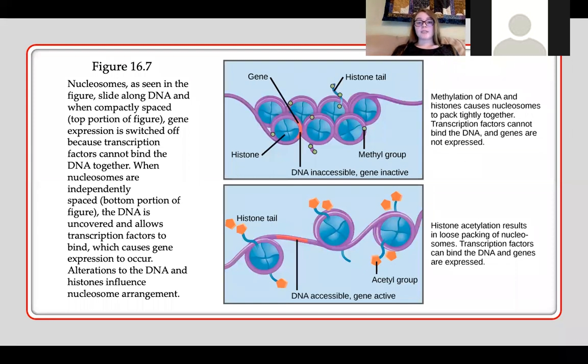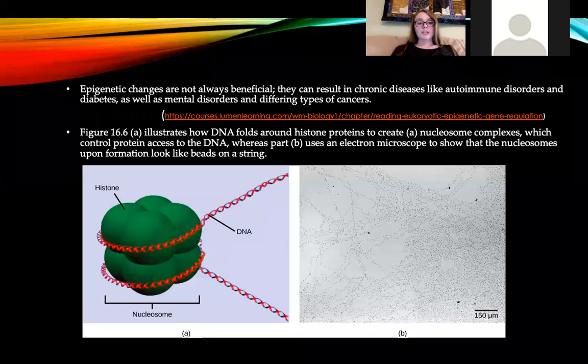Okay, so this is figure 16.7, derived from the textbook, and it explains what methylation of DNA is and how it affects the nucleosomes. Nucleosomes, as seen in the figure, slide along DNA, and when compactly spaced, which is the top portion of the figure, gene expression is switched off because transcription factors cannot bind the DNA. When nucleosomes are independently spaced, bottom of the figure, the DNA is uncovered and allows transcription factors to bind, which causes gene expression to occur. Alterations to the DNA and histones influence nucleosome arrangement.